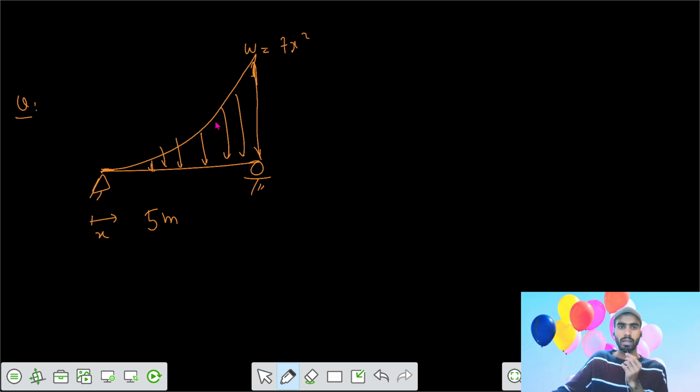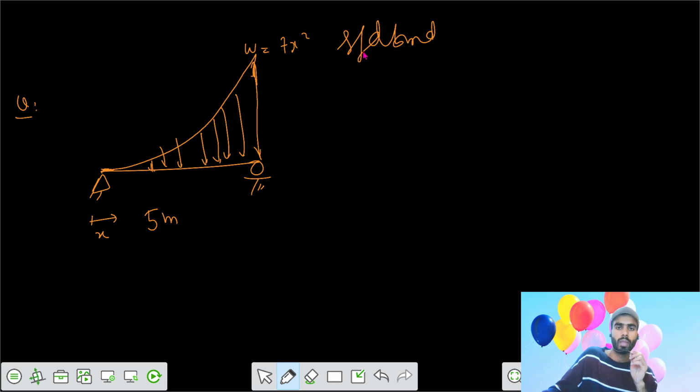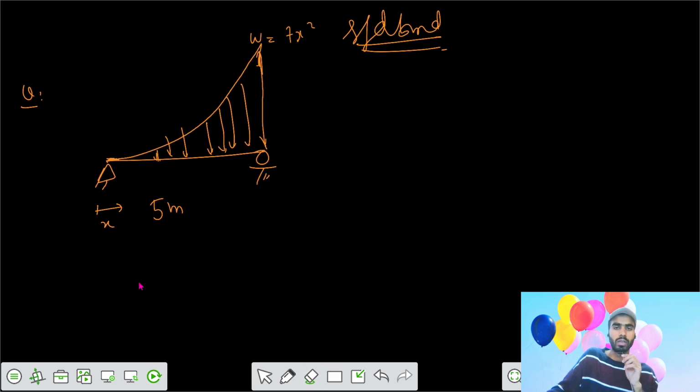So you need to get the shear force and bending moment. Yeah, shear force diagram and bending moment diagram. Initially we can say that we get the reactions. Say this is your support A, support B. Say this is your reaction A, reaction B.